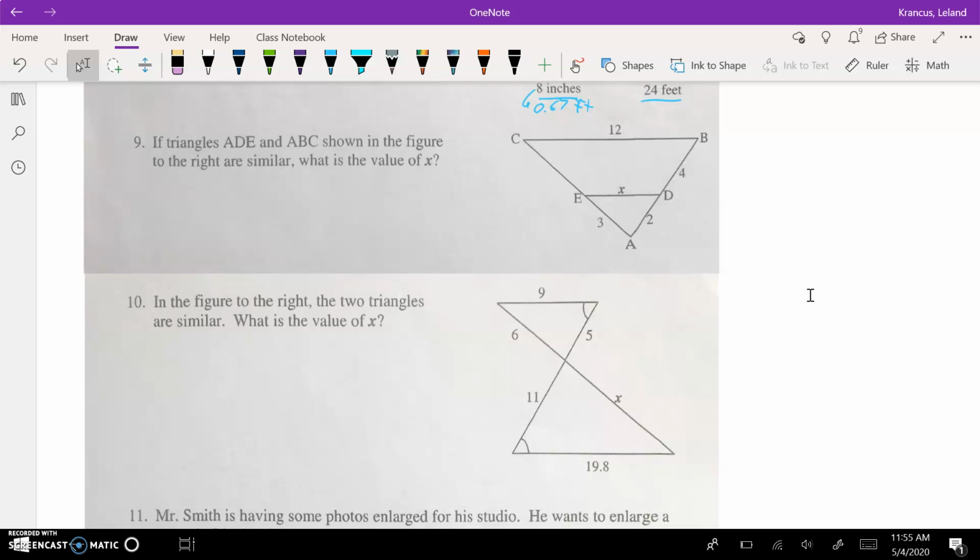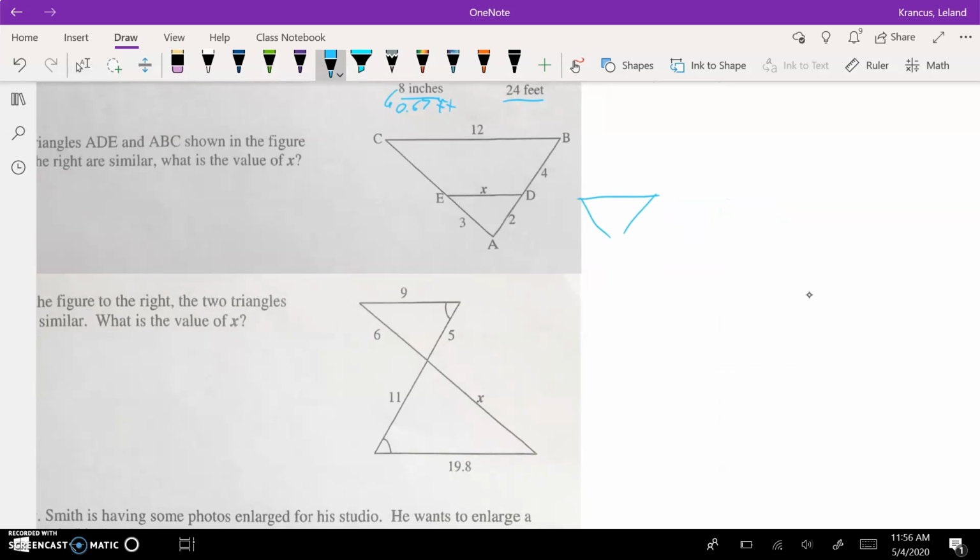Moving down to number 9, if you're having trouble with this one, there's a really common mistake made with this one, and it's because one triangle, the small triangle, is sort of embedded within the large triangle, and it kind of makes it hard to see that there are 2 separate triangles here. What you might actually consider doing with this one is drawing the 2 separate triangles. So draw the small triangle, label it with its pieces, and then draw the larger triangle and label its dimensions. Those are 2 similar triangles.